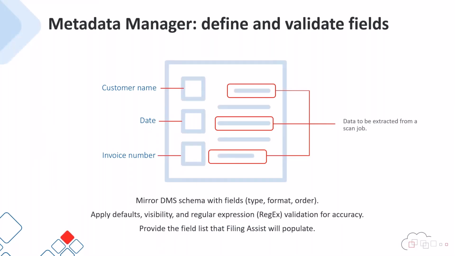Now, administrators basically configure the fields the DMS expects. For example, names, types, the order, and the validation. Now, defaults can be set, and regular expressions ensure formats like dates or totals stay consistent. Now, these definitions basically guide Finding Assist to populate fields automatically, removing manual typing at the device. Now let's see how the system learns where to find these values on the actual page.